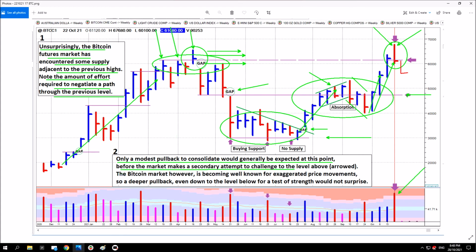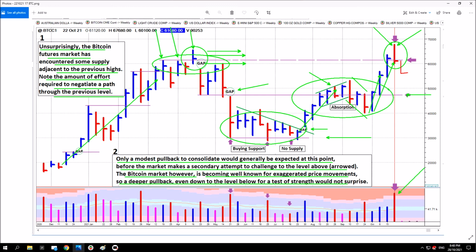Before the market makes a secondary attempt to challenge this level above, which is what I was just saying, I think it's going to try and break out. And this is looking like a really serious upthrust on high volume, and we'll see by the depth of the pullback in response as to whether there really is weakness or not in this market. I'm expecting the market to attempt to consolidate and make a secondary challenge to that line. We'll see. The Bitcoin market, however, is becoming well known for exaggerated price movements. So a deeper pullback, even down to the level below for a test of strength, would not surprise.